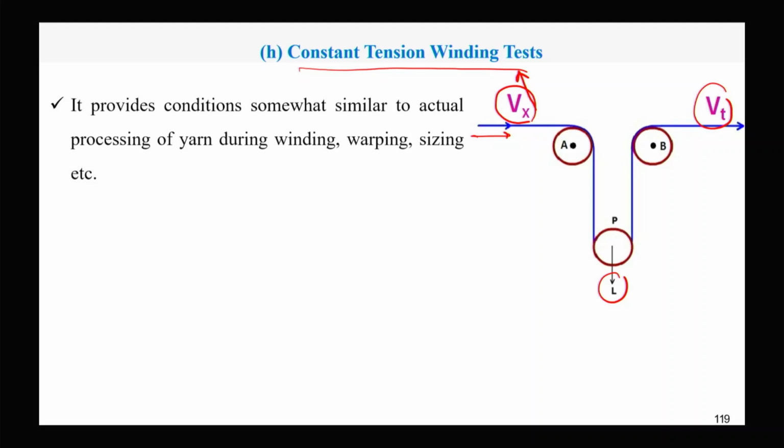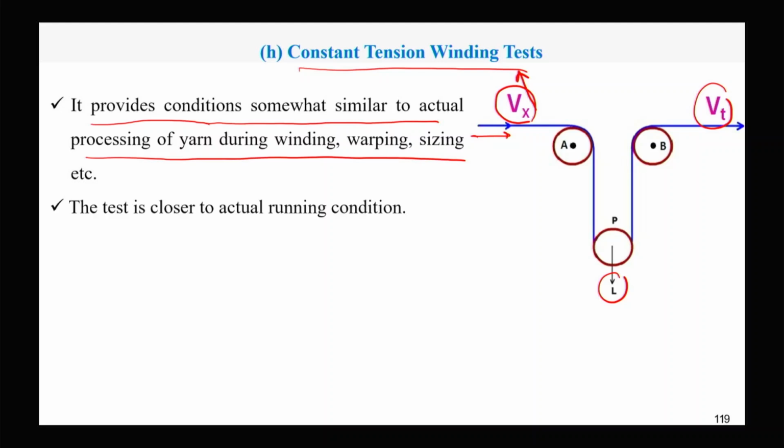This is the condition. So this system provides conditions somewhere similar to the actual processing of yarn during winding, warping, sizing. So where the yarns move, the test is closer to the actual running condition. As I have told, yarn may be very strong, but depending on the weak point during the running, it may break.